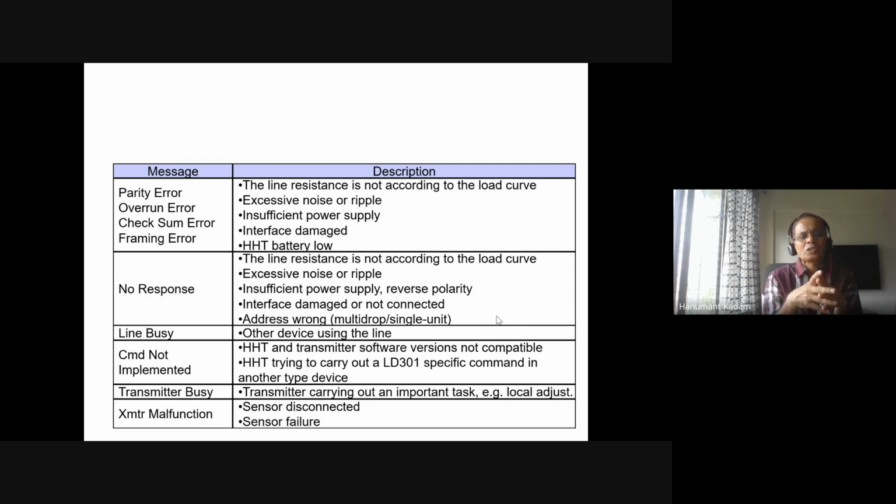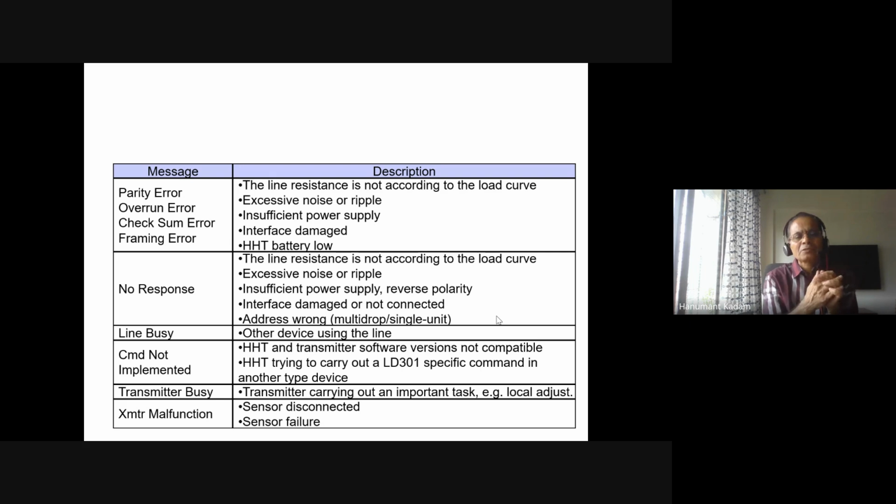The third message is line busy: other devices are using the line. That is the description. Command not implemented: HHT and transmitter software versions are not compatible. HHT, means your communicator, is trying to carry out an LD30 specific command in another type of device, so it's busy.